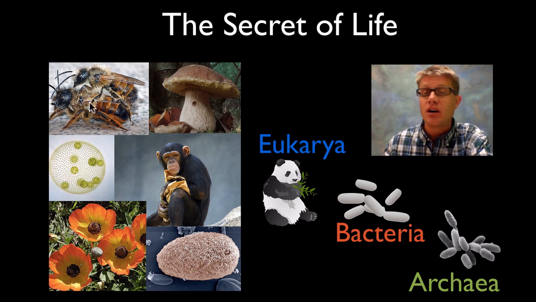And so basically, all life has some similarities, from a panda bear to bacteria to a chimp to a mushroom. All of them are made up of cells. They have DNA. So they have a lot of similarities. But what is life really made up of?